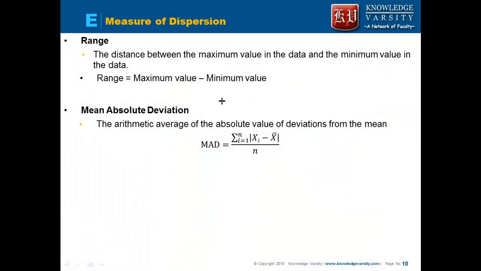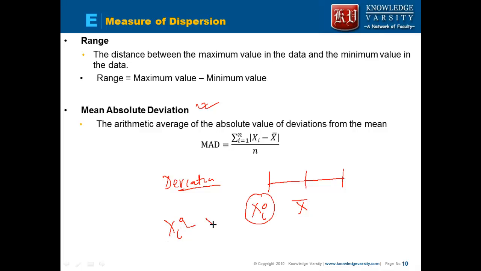Next concept is mean absolute deviation. So what is deviation? Deviation is the distance between the value and the average. So x bar, and this is xi. Your deviation is xi minus x bar. Now what we are doing is we are taking the summation of the absolute deviation.